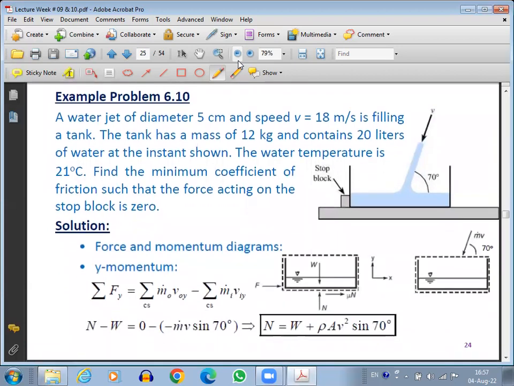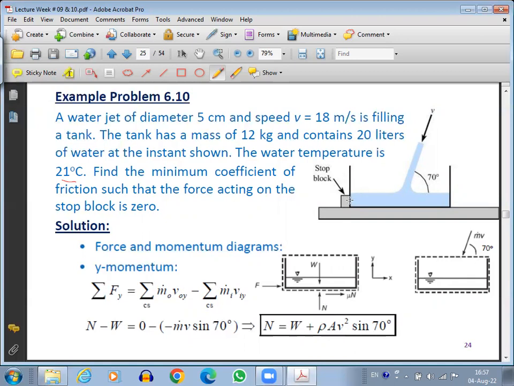Okay, let's see another problem. It's very similar to the previous problem, so I'm going to go a little bit faster on this one. We have a water jet of diameter 5 centimeter and speed 18 meter per second filling a tank. The tank has a mass of 12 kg and contains 20 liters of water at the instant shown. The water temperature is 21 degrees centigrade. Find the minimum coefficient of friction such that the force acting on the stop block is 0.